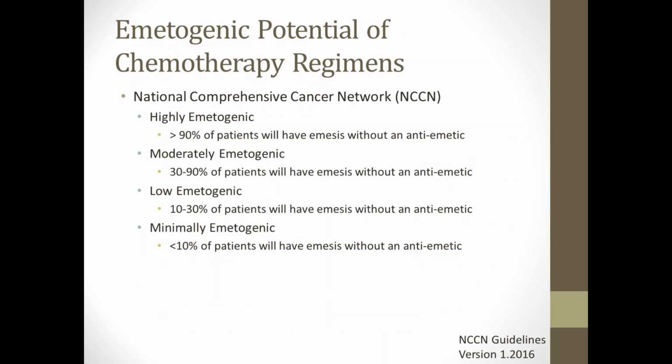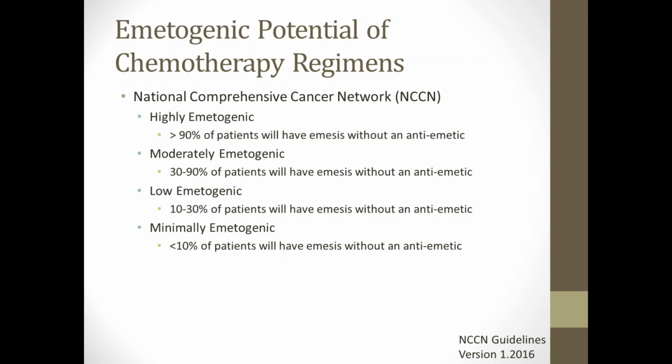The National Comprehensive Cancer Network, or NCCN, categorizes chemotherapy regimens based off of their potential to cause nausea and vomiting. And what I mean by potential to cause nausea and vomiting is if you don't give a patient an antiemetic, a certain percentage of them will have nausea and vomiting.